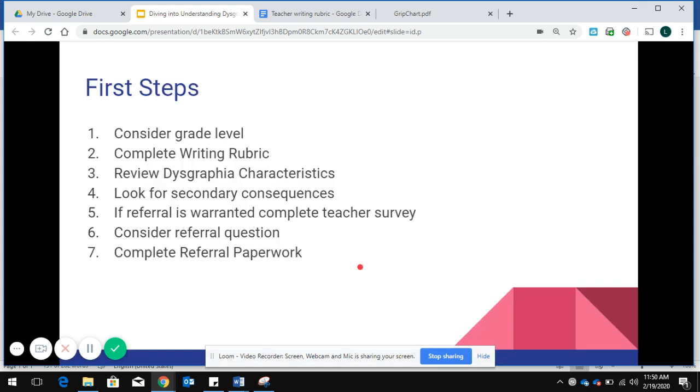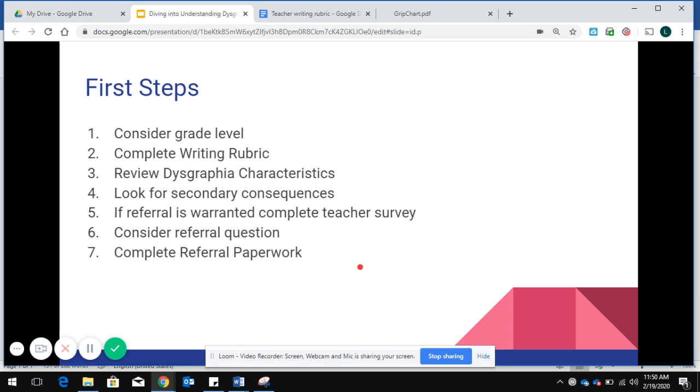Okay, so now let's think about all this information that we have gotten. So far, we've learned about dysgraphia. We've learned about what it is. We've seen it through writing samples. So what do we do with this information? So let's say that you have concerns with one of your students having handwriting difficulties.